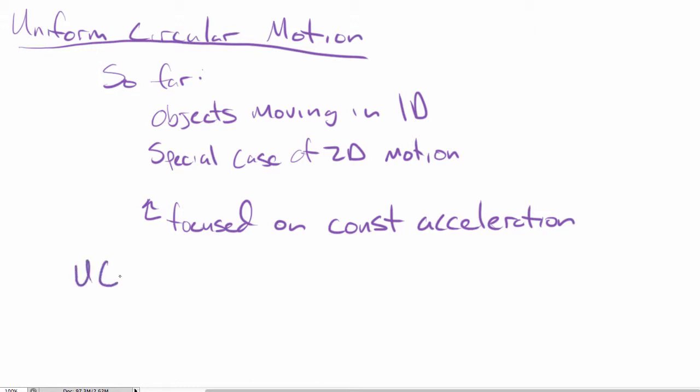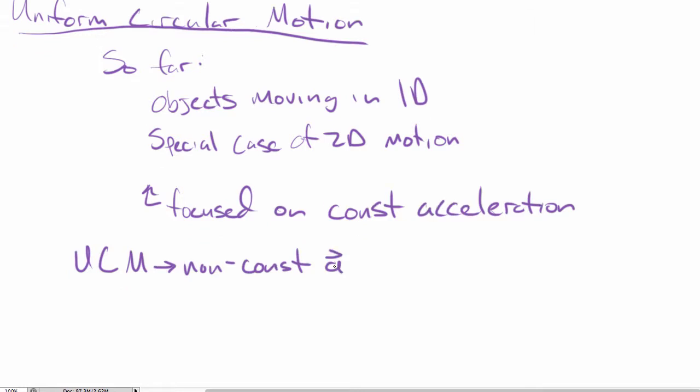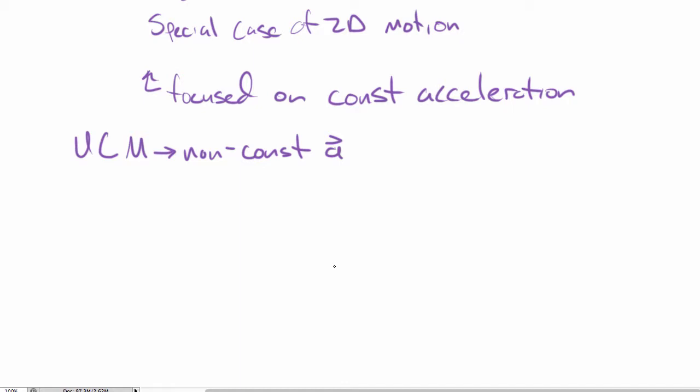Uniform circular motion, which I will abbreviate UCM, non-constant acceleration. So it's more interesting, maybe. But what exactly is uniform circular motion? It's motion with a non-constant acceleration, but there is something unique about the velocity. The acceleration isn't constant, but the speed is constant. So it's motion at a constant speed with a non-constant acceleration.